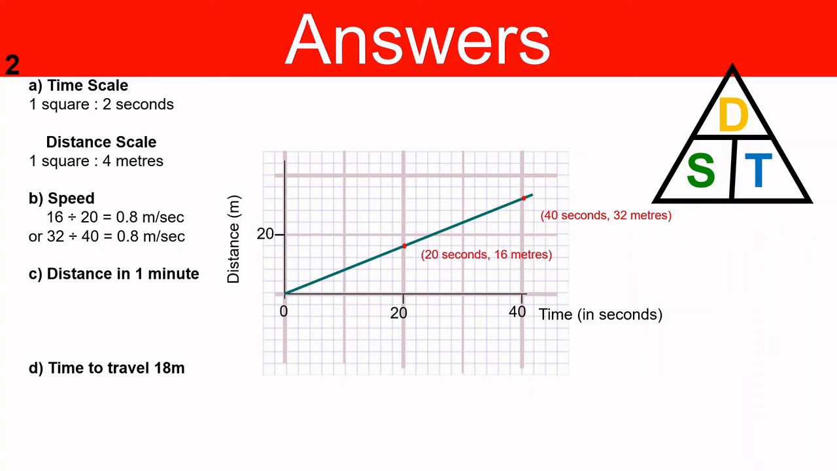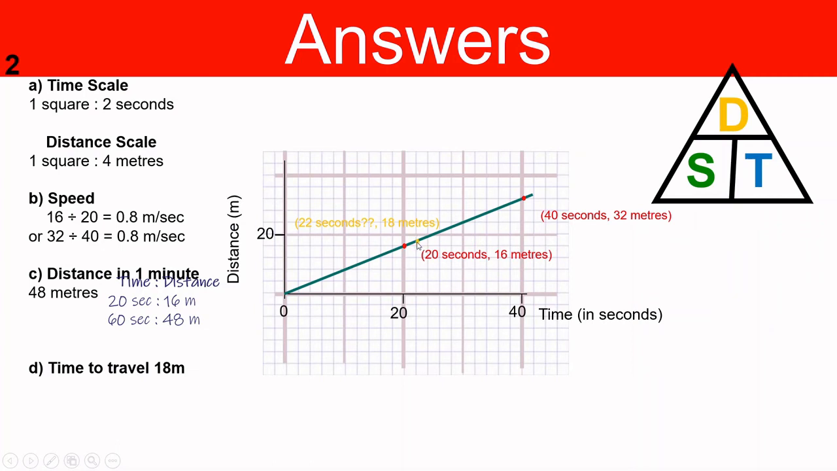The distance I can travel in a minute, again, I need to calculate because it's off my scale, but as I know how far I can travel in 20 seconds, I simply multiply that by 3 to get 60 seconds. So I could multiply my distance by 3 and I get 48 meters. The time it takes to travel 18 meters, well, that's actually on my graph. If this is 20 meters and each of these squares is worth 4 meters, 18 meters would be right in the middle of this square. So right about here.